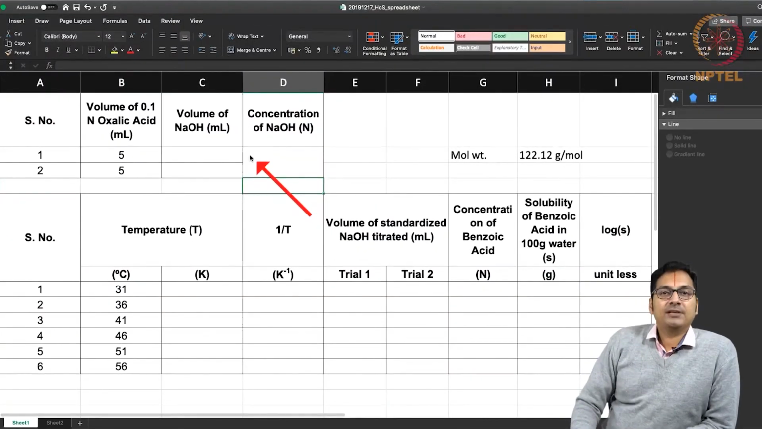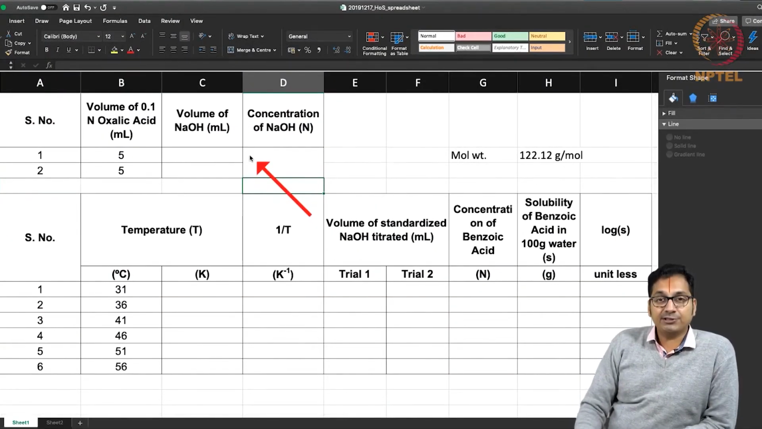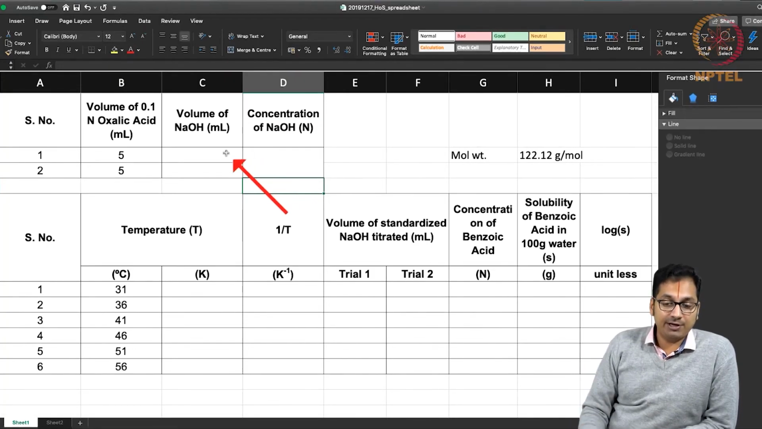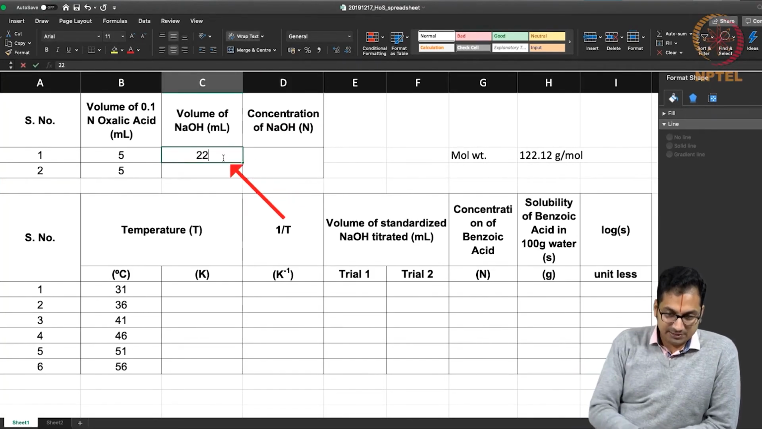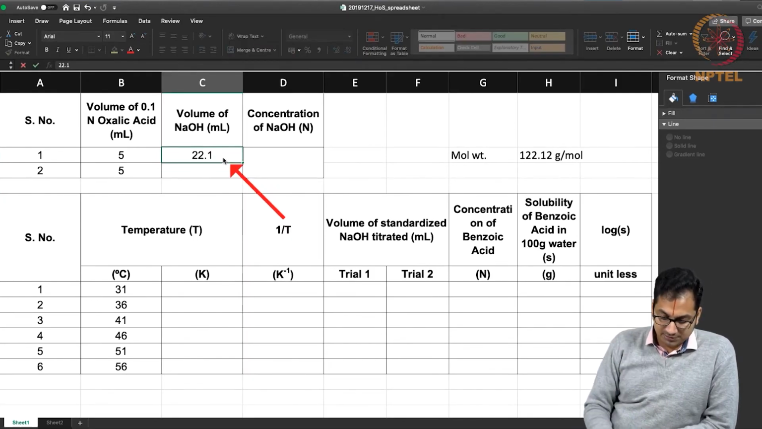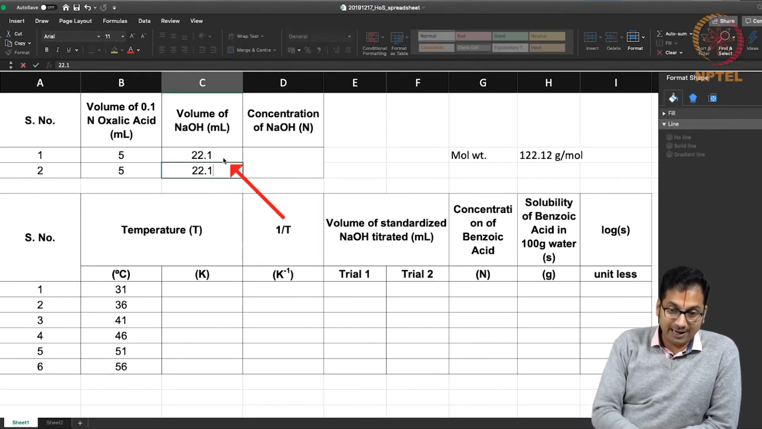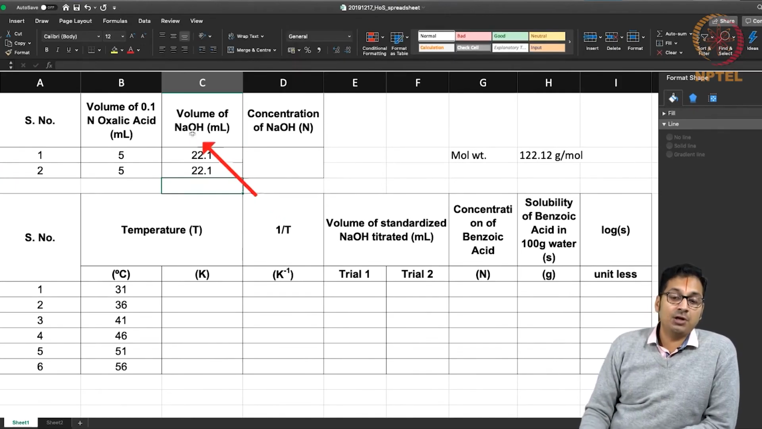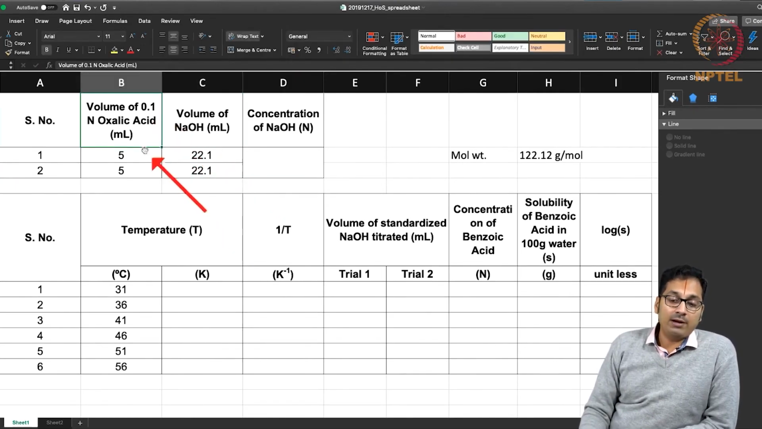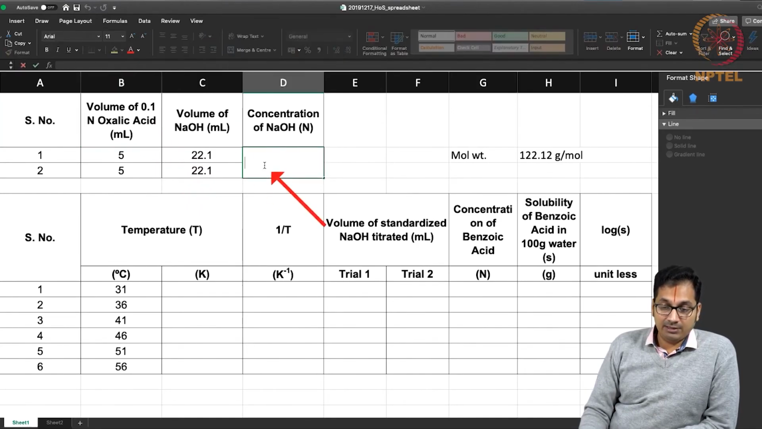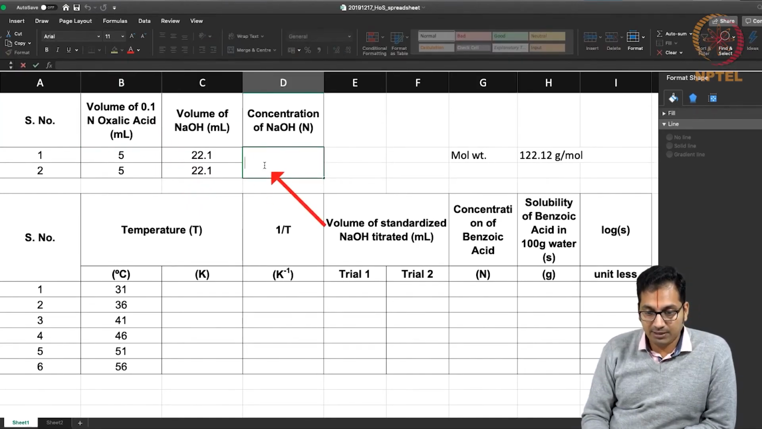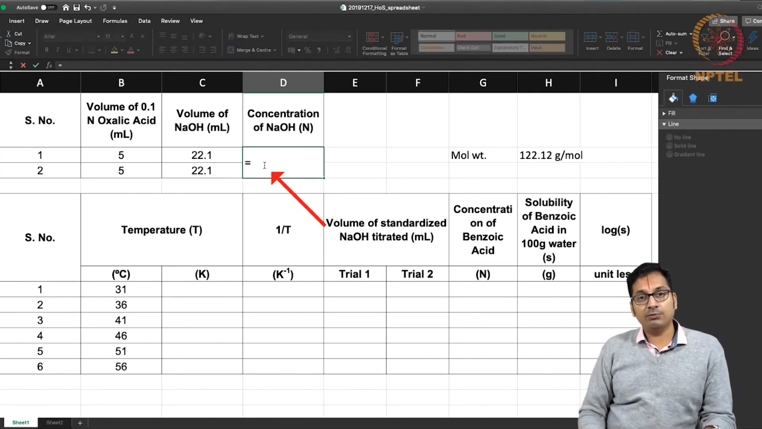Okay, so now let's take a look at how spreadsheet software could be used towards recording and analyzing your data. In this measurement, the scientist finds that he gets concordant values of 22.1 ml required for the standardization of a carefully prepared 0.1 normal oxalic acid. So then the normality would be V1N1 equal to V2N2.